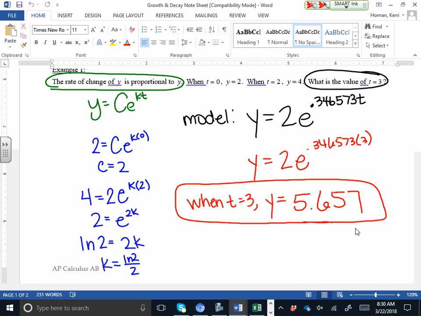Did anybody use the rounded k and still get the same thing? All right, class? Very straightforward. Let's look at 2 more examples. Turn to the back and read through example 2.